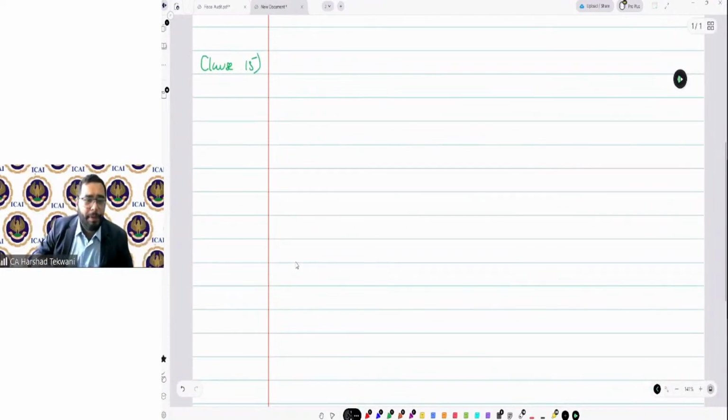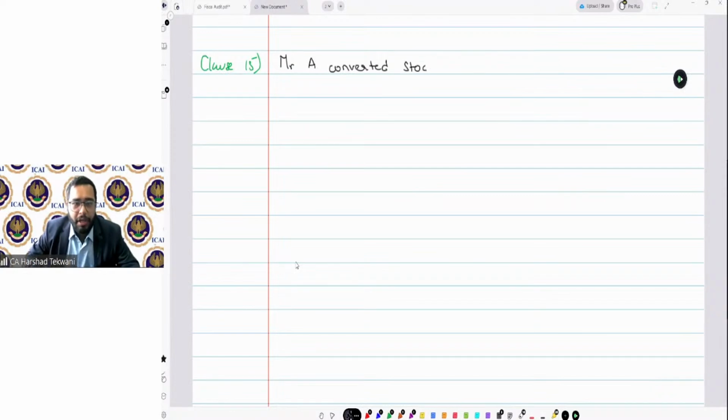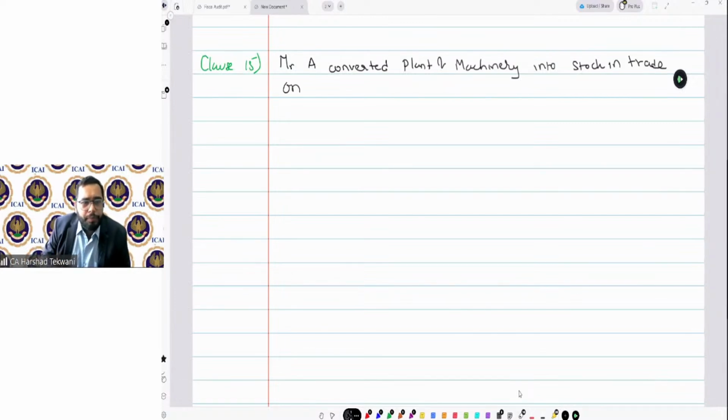Let's say I'll continue the same example. Mr. A converted plant and machinery into stock in trade on 1/4/2021.